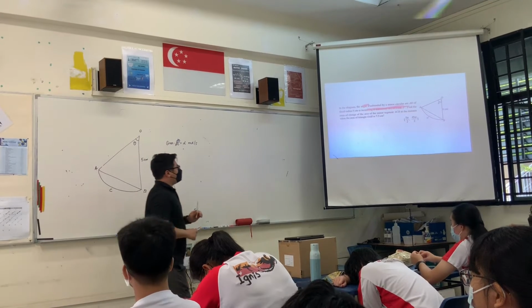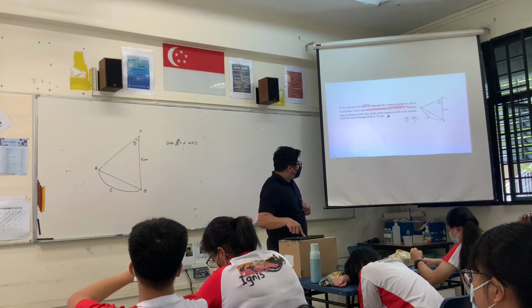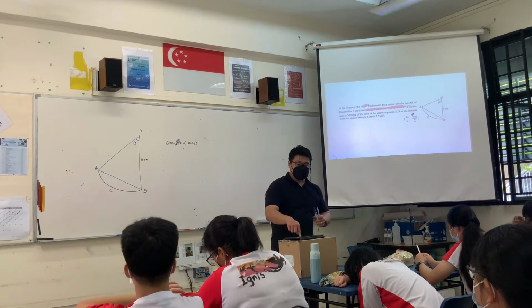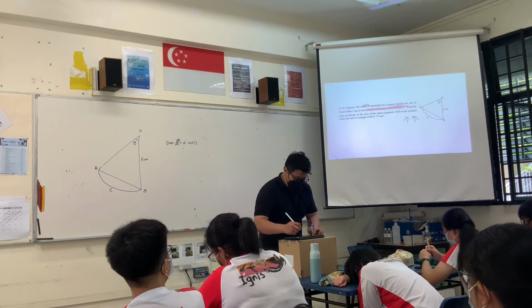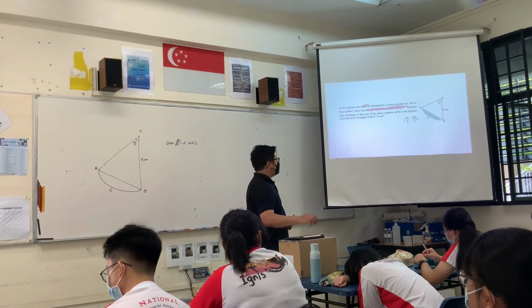Okay. So next one, find the rate of change of the area of the minor segment ACB. They are referring to this. This is the segment that we want.